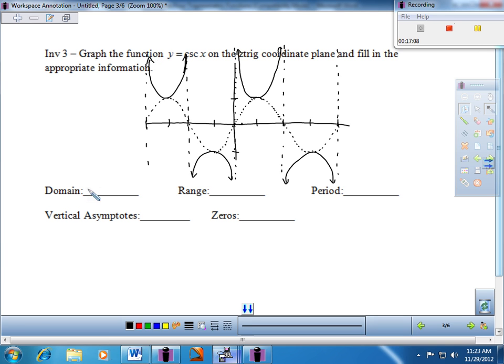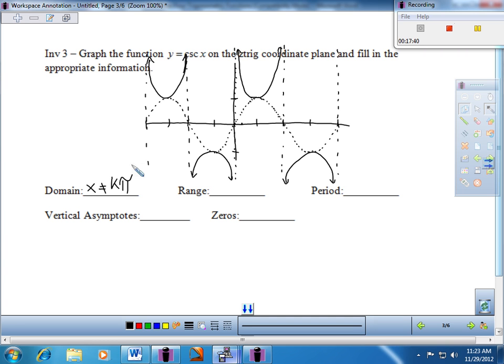Okay, so let's talk domain. In this case, I have some exclusions, of course. Wherever sine was 0, cosecant is undefined, so I have a vertical asymptote popping up at 0, and at pi, and at 2 pi, etc. By now, being the third time, I'm hoping that you understand that notion. All multiples of pi are not part of the domain for the cosecant function.